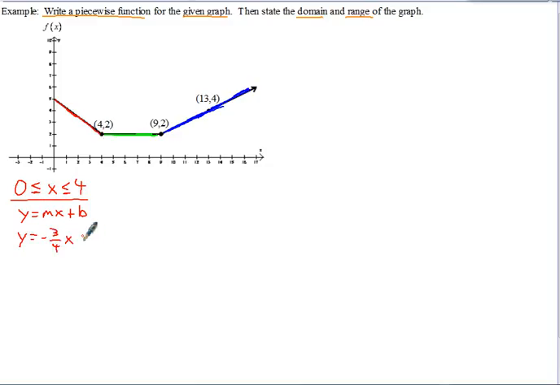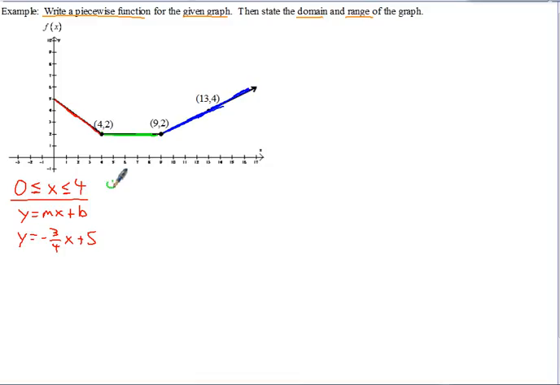And then x, and then b is the y-intercept. Well, for this piece, we can tell exactly where the y-intercept is. It's right there at 5. So plus 5. So there's the equation for the first piece of this piecewise function. Now let's move on to the second piece. And notice this point at 4 is actually on both pieces.